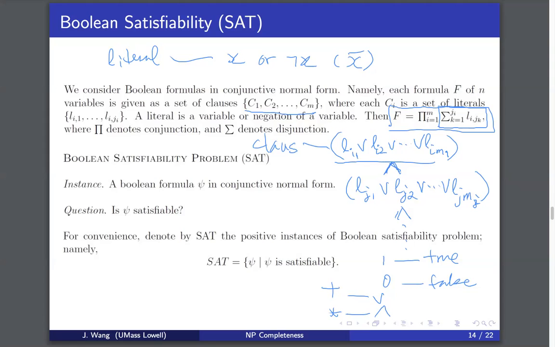Okay, so now you are given an F like this, and you want to know whether F is satisfiable, and this problem is NP complete. So now let's look at this description of the problem. The instance is a Boolean formula psi in conjunctive normal form. The question is: is psi satisfiable? Okay, so we put all the positive instances into this set called the SAT set. Then we say that set is NP complete. And then we want to see why it is the case.